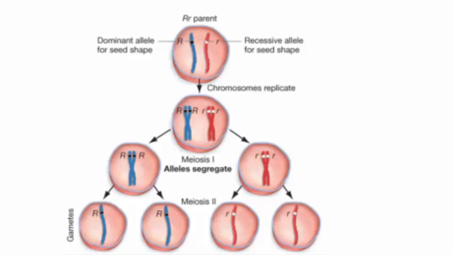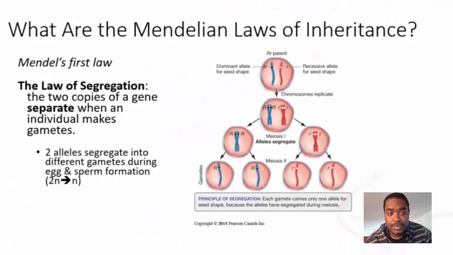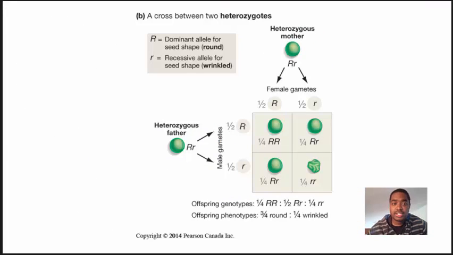Your gametes will be one or the other. They can't be both. They can only be one or the other. Now let's look at this table here, which we call a Punnett square. And this is going to be a very useful tool for you in solving these genetic problems.